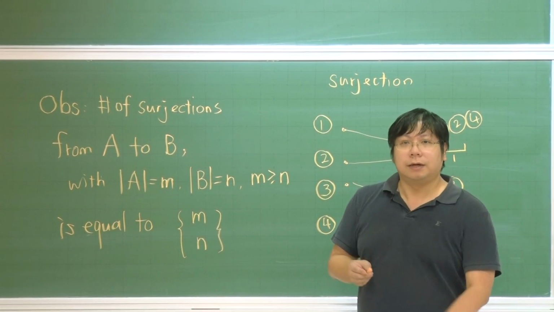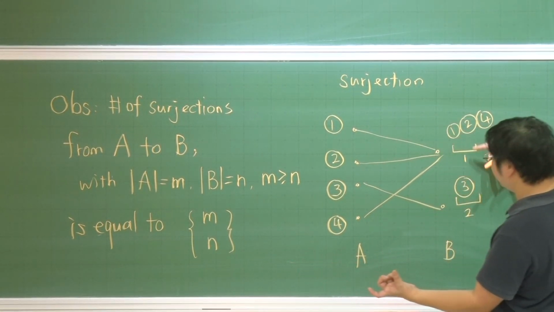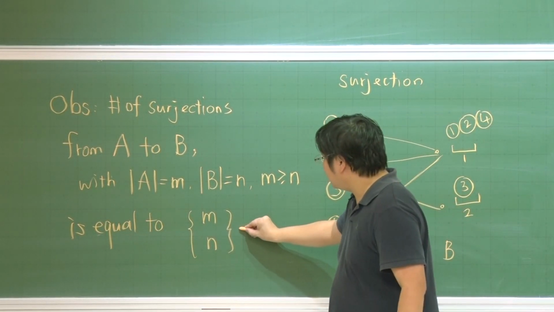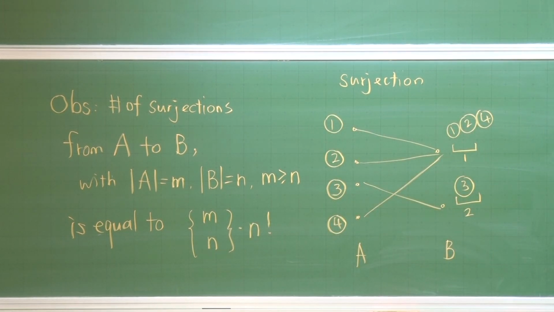Is that okay? First, and then tell me what is the label of each box. So it is multiplying this with n factorial. Is that okay? Does that make sense?